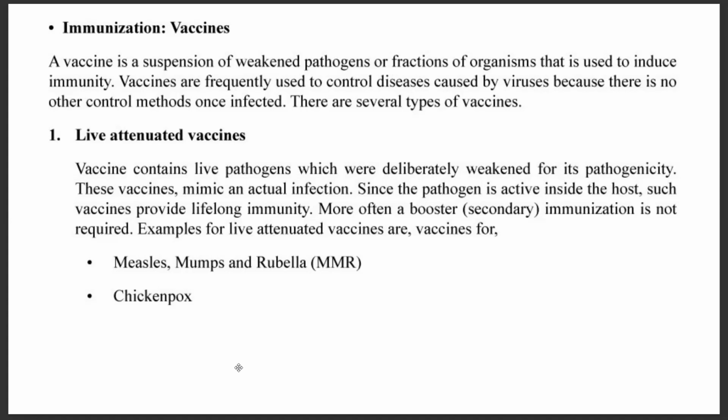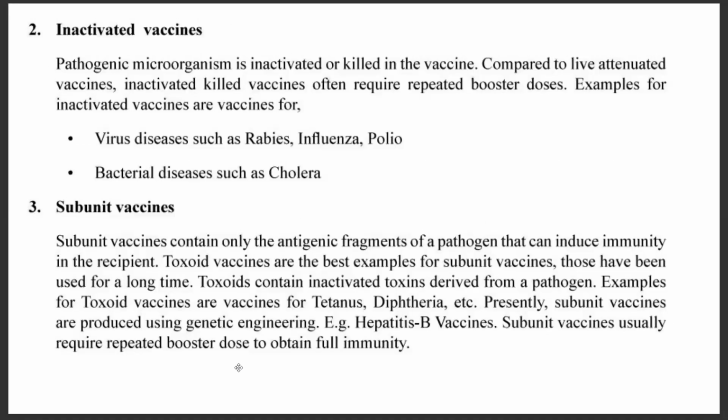Then bacterial diseases such as cholera. Right? Inactivated vaccine. Pathogenic microorganism is inactivated or killed in the vaccine. Compared to live attenuated vaccine, inactivated killed vaccines often require repeated booster doses. Examples for inactivated vaccines are vaccines for virus diseases such as rabies, influenza, and polio, and bacterial diseases such as cholera. And the last type is subunit.